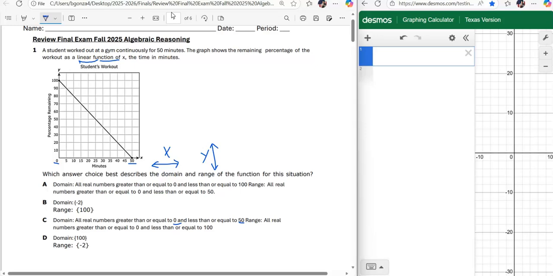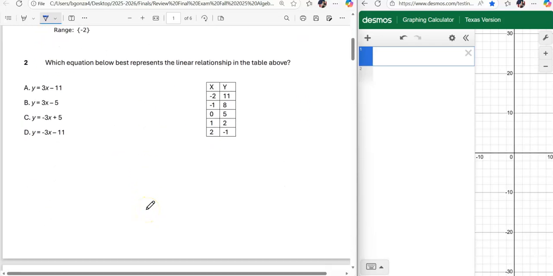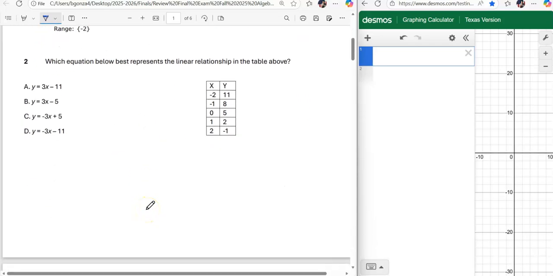The bottom is 0, and the top is 100. So does C also have a range, 0 to 100? Yes, it does. So you should be able to find left to right domain, bottom to top range. Pick the right answer. Number two, which equation best represents the linear relationship in the table above?